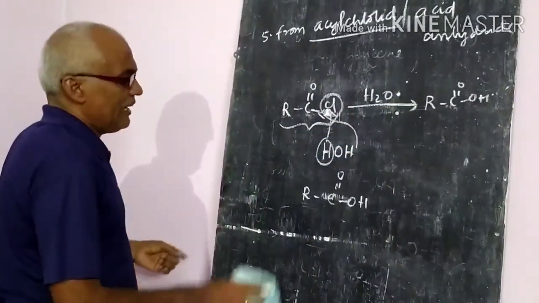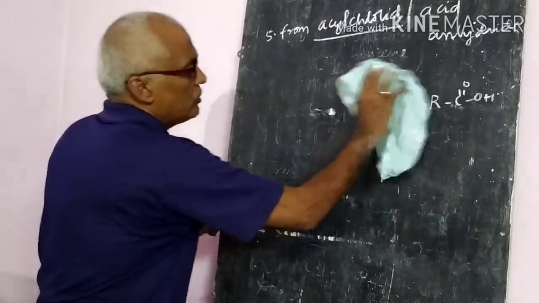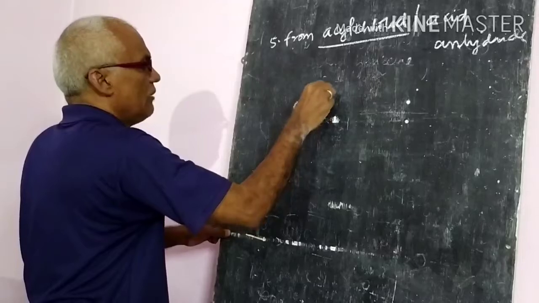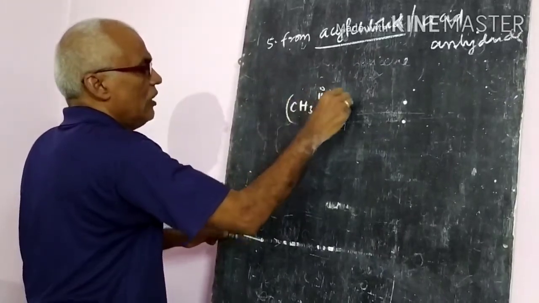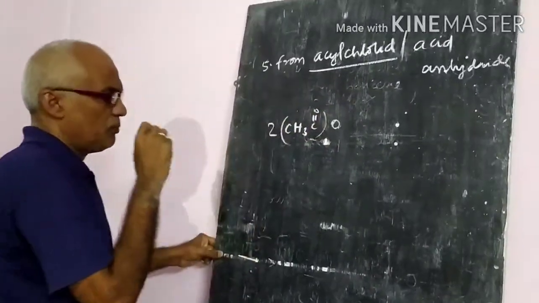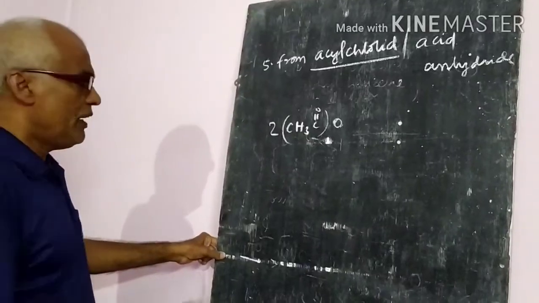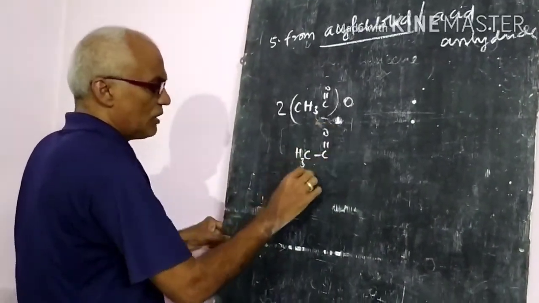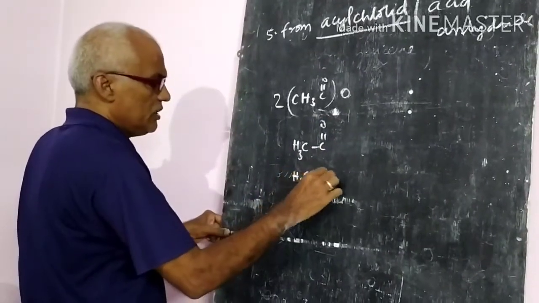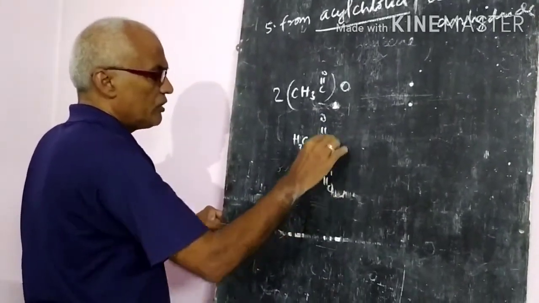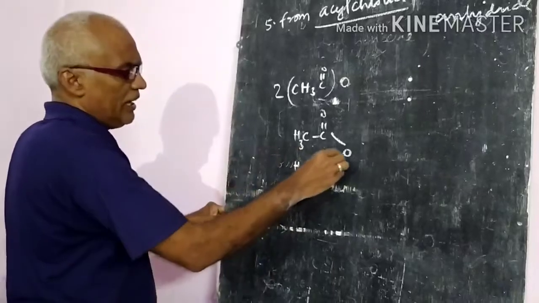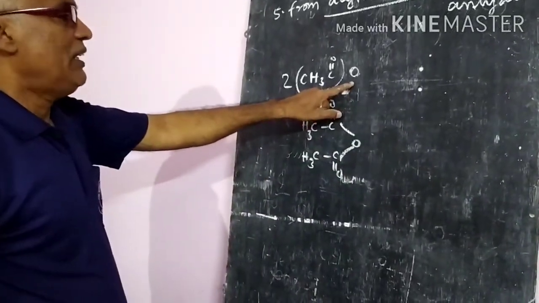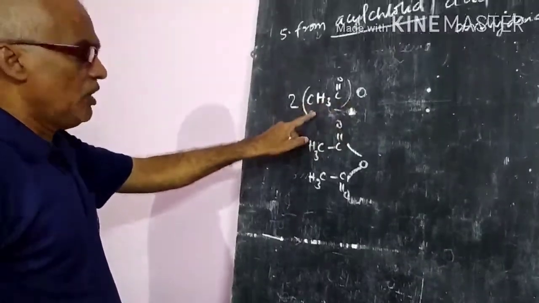Similarly, acid anhydride means you take two molecules. That is CH3 C double bond O, one molecule, and CH3 C double bond O, another molecule. These two are attached by an oxygen atom. How will you get it? That is by dehydration of acid molecules.